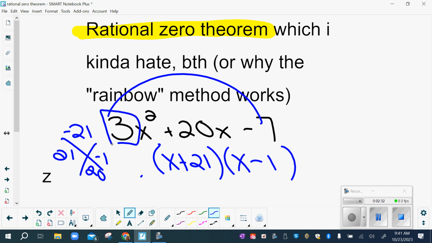And then I'm going to divide it by 3. Then I'm going to divide it by 3. So my answers would be negative 7 and positive 1/3. We've done that. We've done it a lot. We did it last year. We did it this year. Yay.